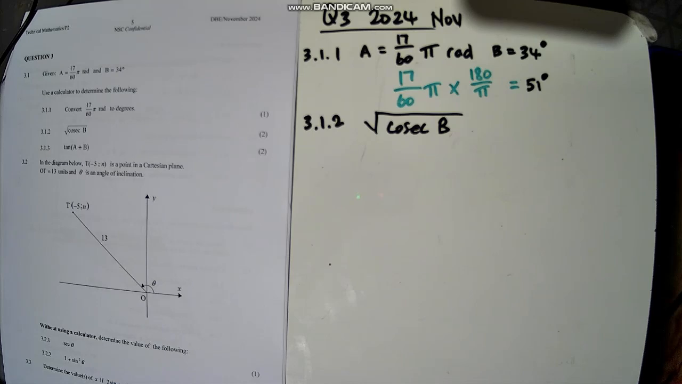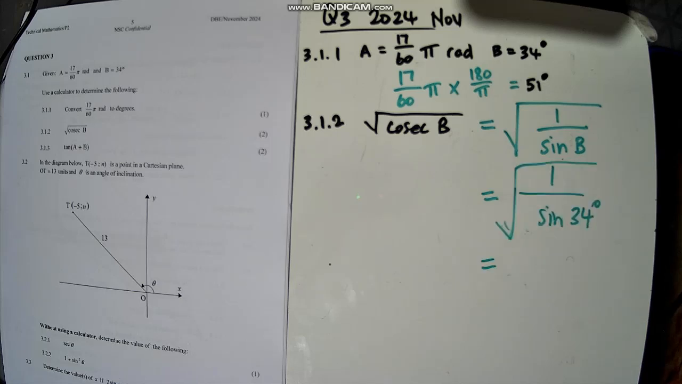The next question, 3.1.2, says the square root of cosec B. And the question is saying use a calculator to determine this. So before you can use a calculator, this means you will have to manipulate that using the reciprocals. And so that will be the square root of 1 over sine B. The next thing would be to substitute the 34.